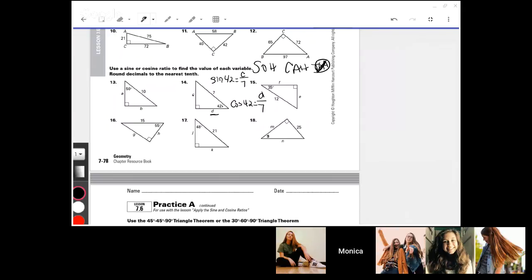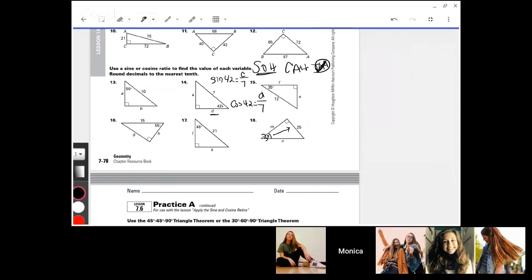So on number 18, we talked about this one in class. This is actually supposed to be 39. It just doesn't show up when I pull it over into this app. So we have this 39-degree angle here, right? We know the opposite side, but we don't know the hypotenuse. And then we don't know the adjacent side either. So let's solve for the hypotenuse first.